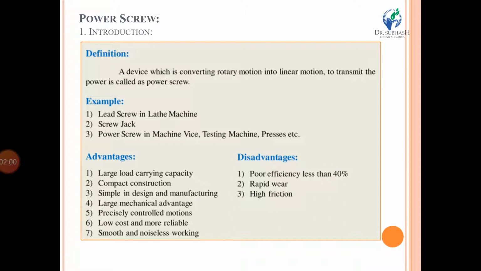So we can say that the rotary motion of the electric motor is converted to linear motion of the tool carrier. Here both conditions, power transmission and conversion of motion, are fulfilled. So this is definitely a power screw.